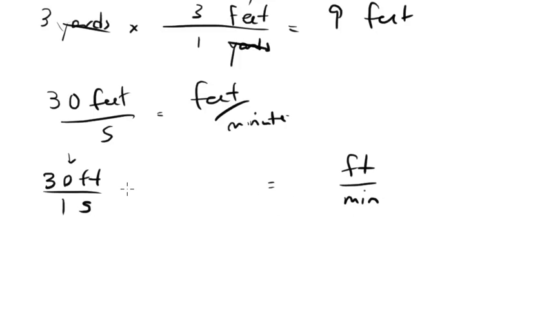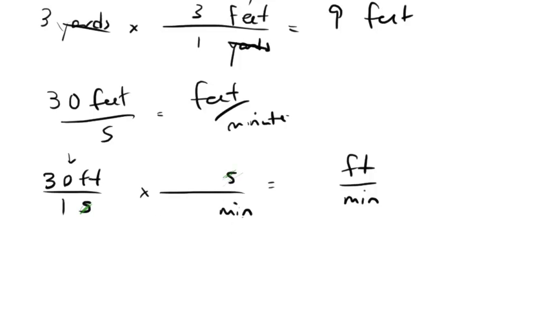So let's think about this. I need minute on the bottom. So I'm going to have to multiply by some sort of minutes on the bottom in order to get minutes. Which means I have to get rid of seconds on top, right? Because I want to get rid of seconds on the bottom. So I'm going to want to put a unit here that will cancel out the seconds here, and I'll just be left with feet over minutes.